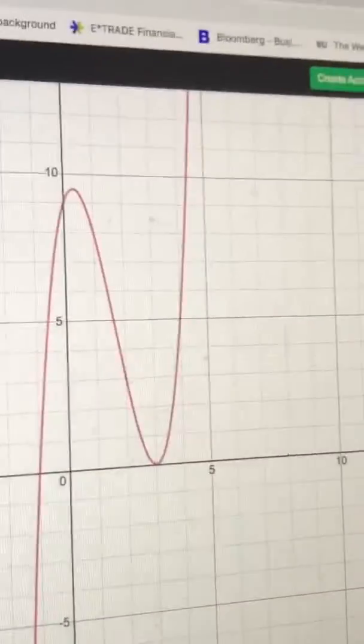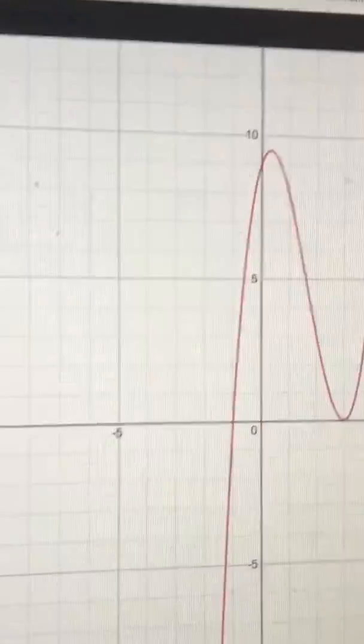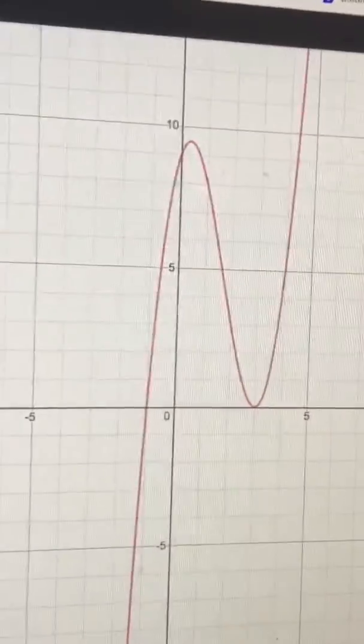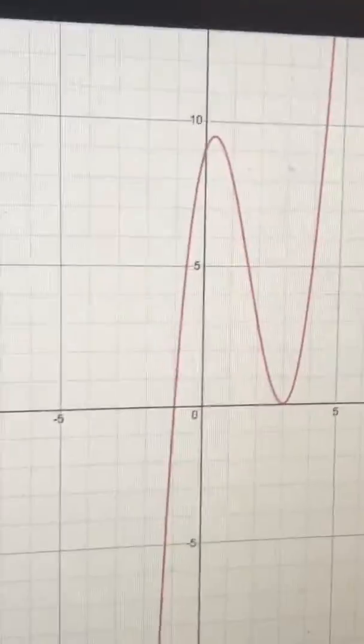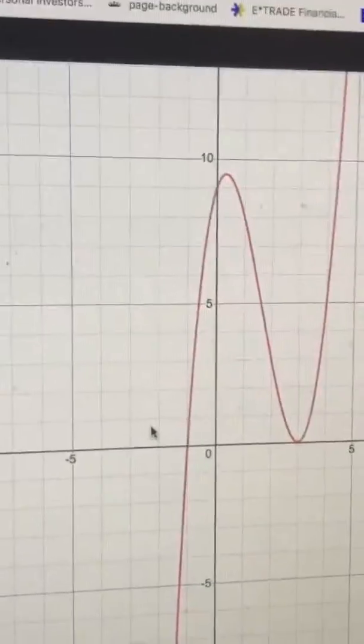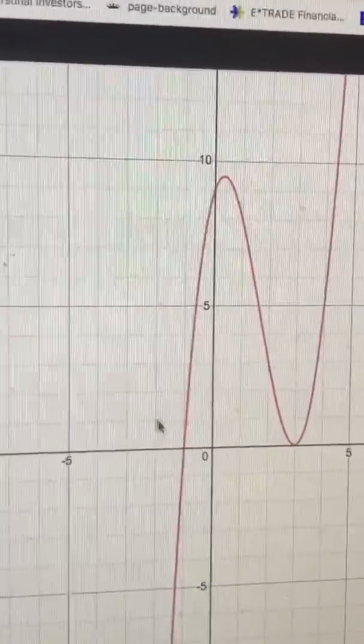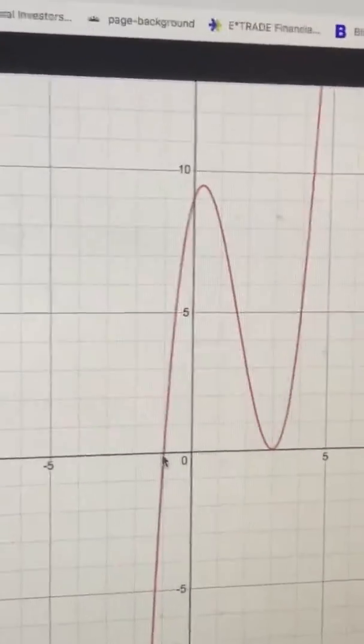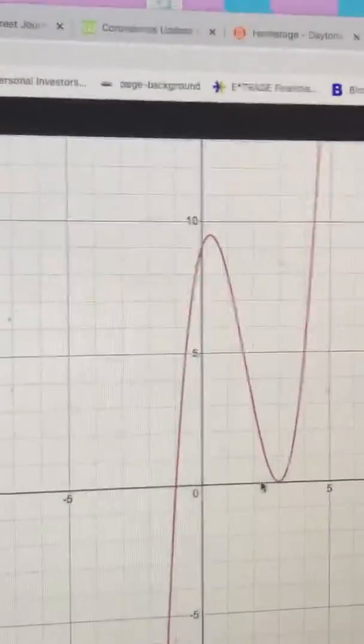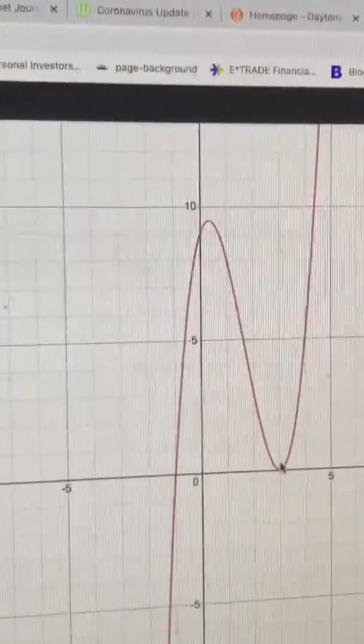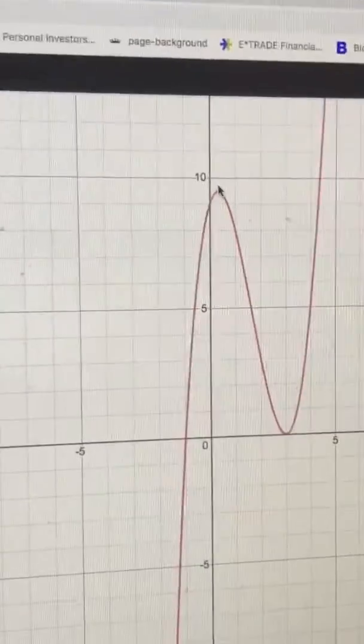Right, so there's a picture of what the technology gave us. Maybe you can see the y-intercept is indeed 9. We have an x-intercept of negative 1, an x-intercept of 3. Right here we have a local minimum as promised. So compare what the technology gave us with our graph. I think we are pretty close.